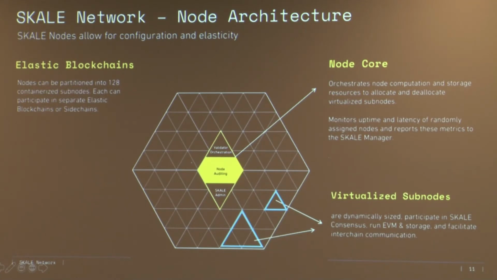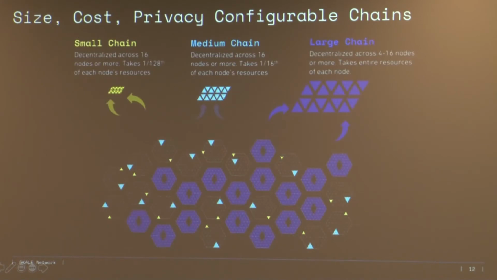Or I may want a medium version. Or I may say, hey, I've got a lot of storage, I need 2,000 transactions per second. I'm going to pay a lot more money and get more resources of the network. Okay? So that's what's happening at the architectural level. And then the network is able to allow you to deploy the right size at the right cost with privacy and different features all configurable to your needs.